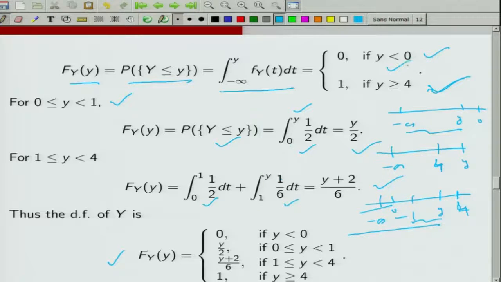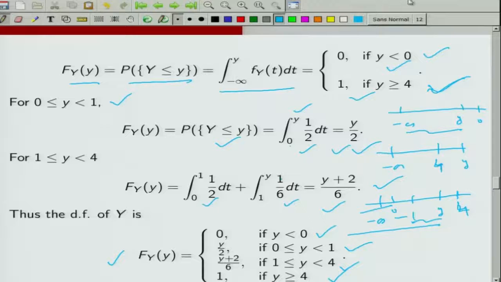This is 0 if y is less than 0. This is y by 2 if y is between 0 to 1. And this is (y plus 2) by 6 if y is between 1 to 4. And this is 1 if y is greater than or equal to 4. So I have found out the distribution function using the PDF.